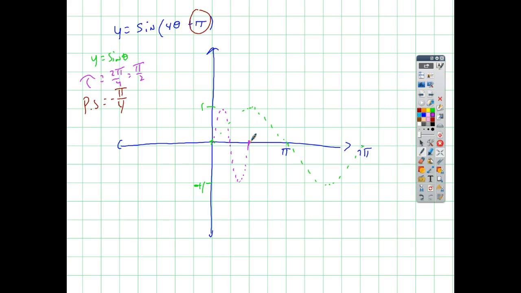What's that last set of instructions tell me to do? Phase shift, negative pi over 4. Left, pi over 4. So I'm going to move this point. This is pi over 2. Each one of these blocks represents a quarter pi. So I'm going to move the graph over to this spot here. Here's negative pi over 2. I'm going to move this point to there, this point to there, this point to here, this point to here. Move the whole thing pi over 4 to the left. Draw it in, and then finish out my graph paper. Okay? That's the way it's done.